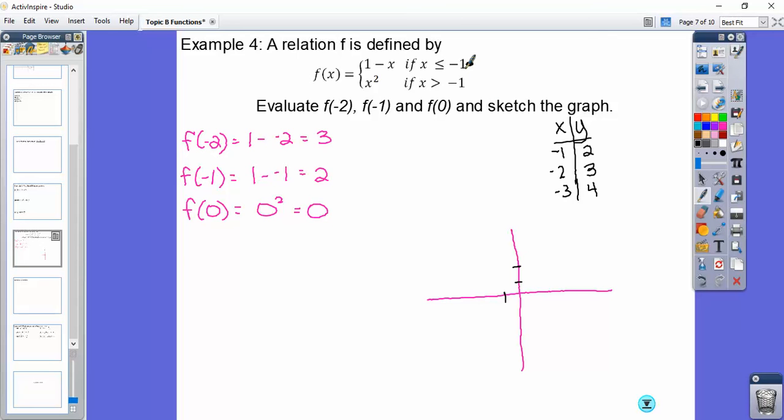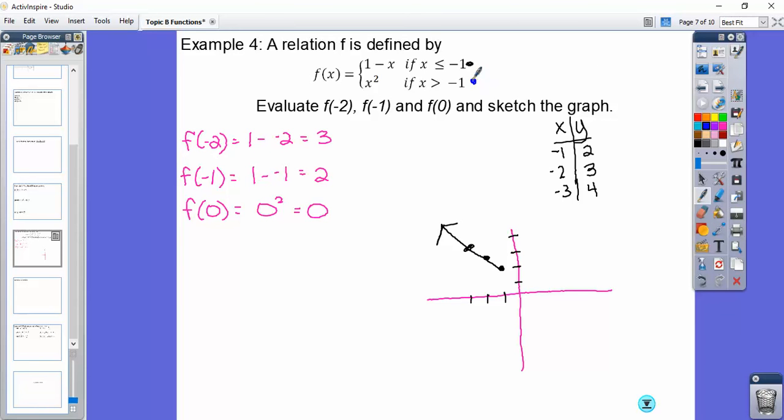Because of the equal to up here, this -1, 2 is a closed circle. -2, 3 would be a closed circle. All the rest of them are closed. -3, 4. So what's happening is this was my first point, and it's extending like that. When we do these piecewise, they only extend one direction.